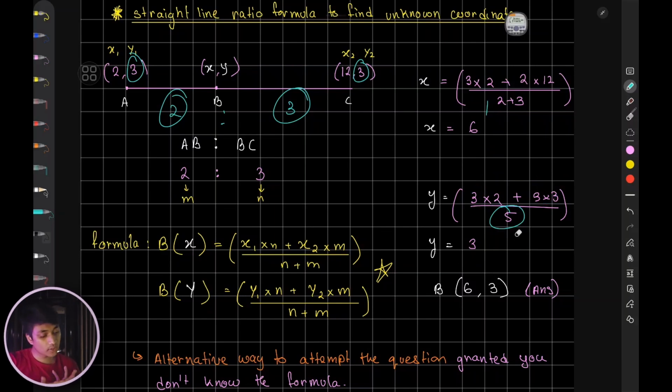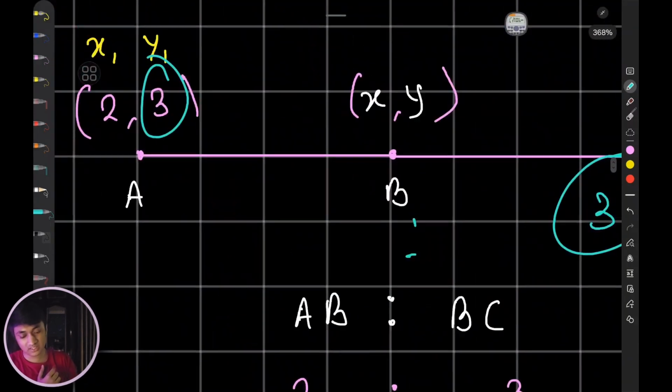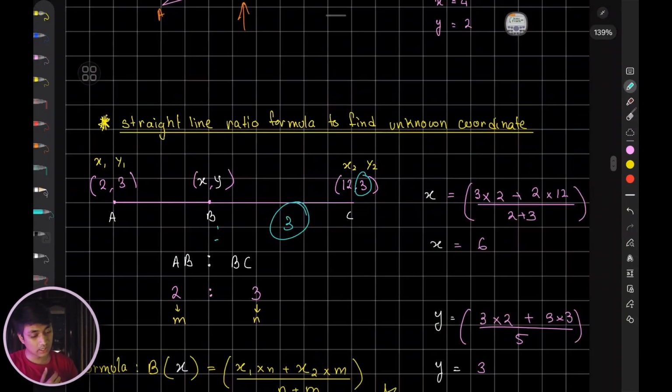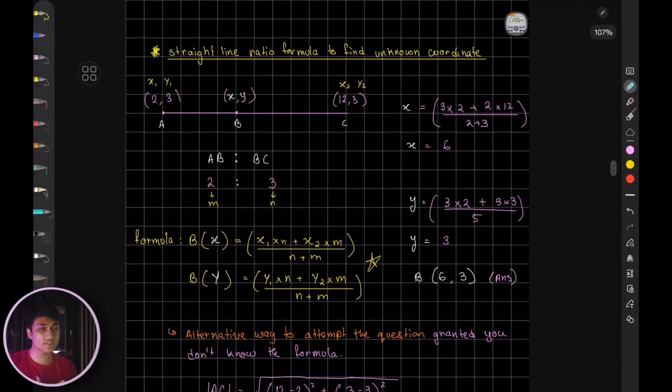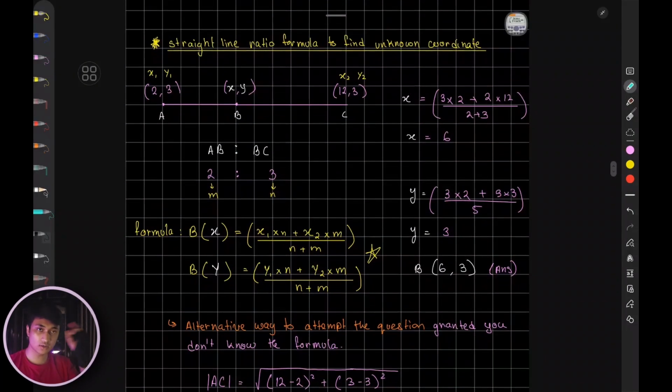Now this is one way to do it, which is directly using a formula, a shortcut. Now there is also another way to do it, which is a bit of a lengthy method. Granted, you don't know this formula because it's not written in your book. There's also another way to attempt this question, that is by using the notion of distance. Because they've given you the ratio, you can now take the benefit of the distance formula, which you've learnt about in this video only.